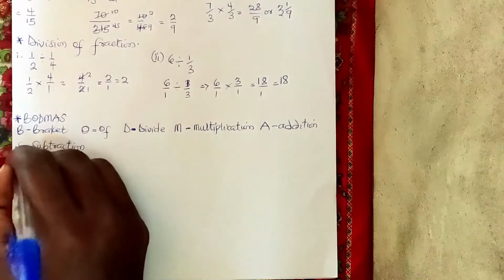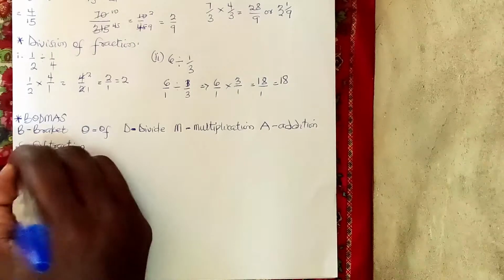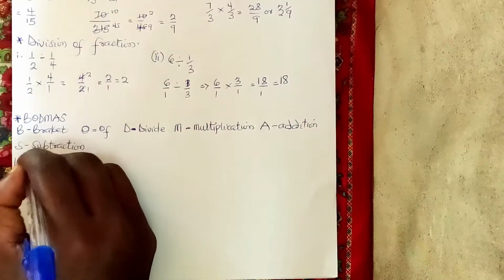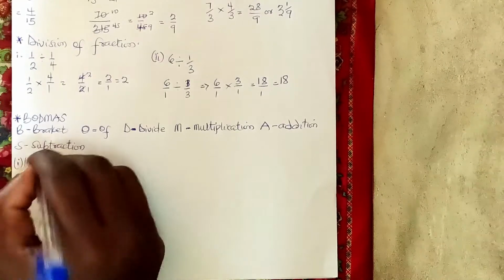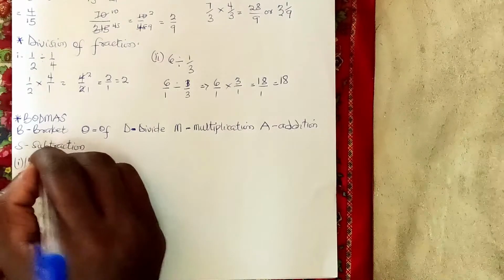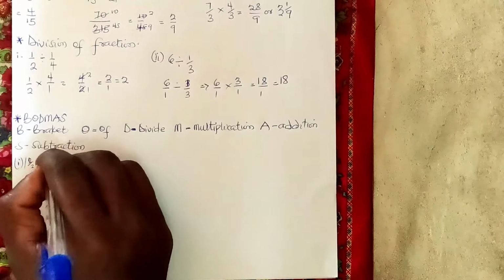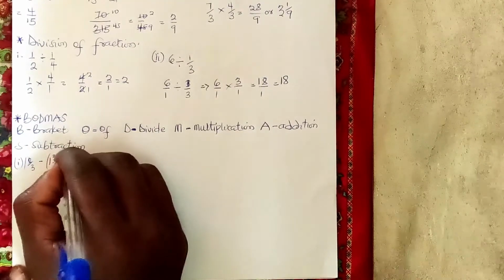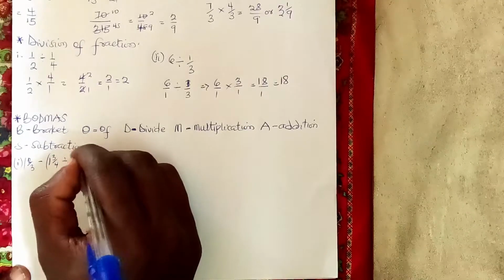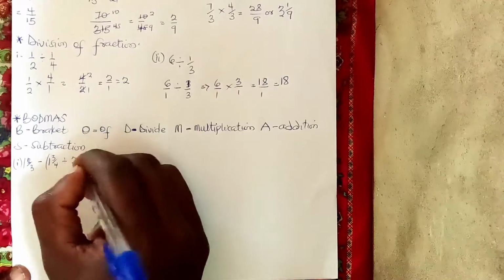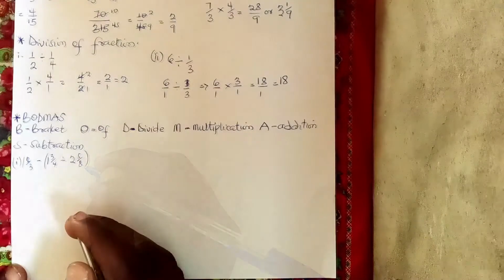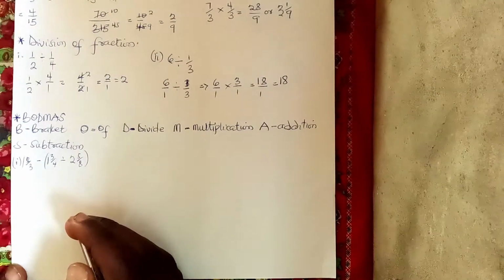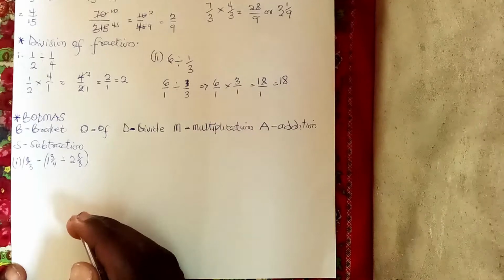Solving some questions with example 1. We have one whole number 2 on 3 minus bracket open, one whole number 3 on 4 divided by 2 whole number 5 on 8. We have to convert the mixed fractions into improper fractions to have a better understanding of it and solve it easily.